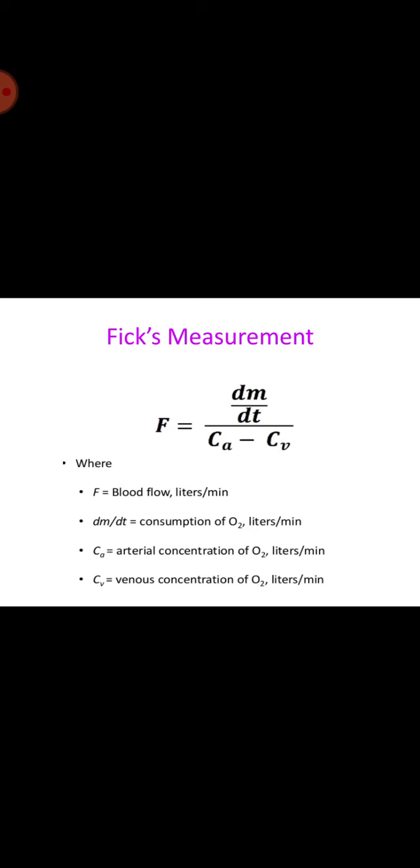And the flow rate F is given by F is equal to dm by dt divided by Ca minus Cv, where F is the blood flow in liters per minute, dm by dt is the consumption of O2 in liters per minute, and Ca is the arterial concentration of oxygen in liters per minute, and Cv is the venous concentration of oxygen in liters per minute.